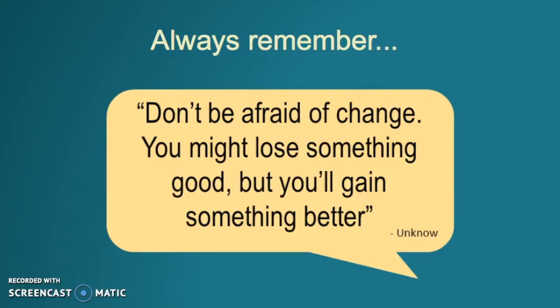And always remember, don't be afraid of change. You might lose something good, but you'll gain something even better.